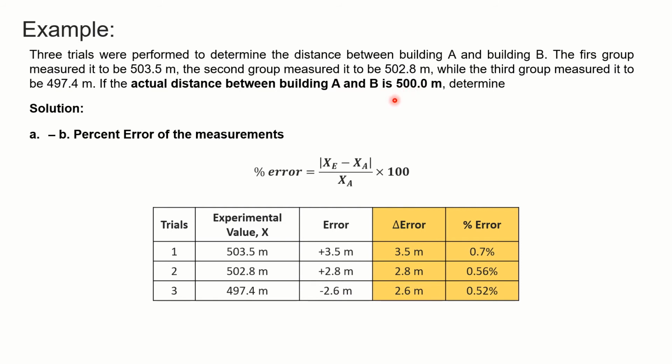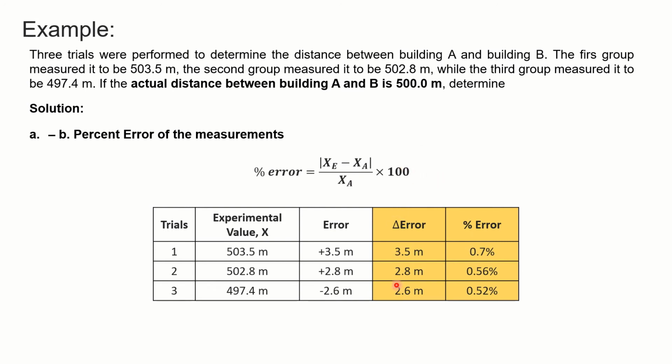So gaano ba kalaki itong error na to compared to the actual value. So we can calculate that by using the percent error. So percent error is equal to the absolute value or absolute error divided by the accepted value multiplied by 100.